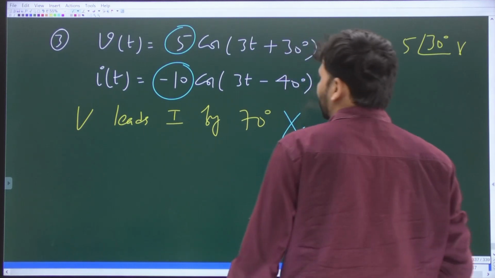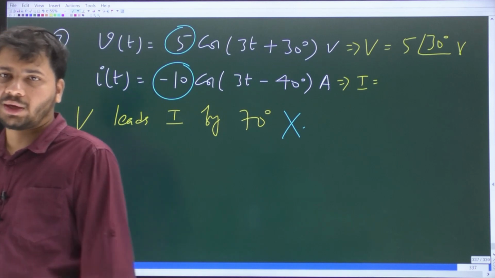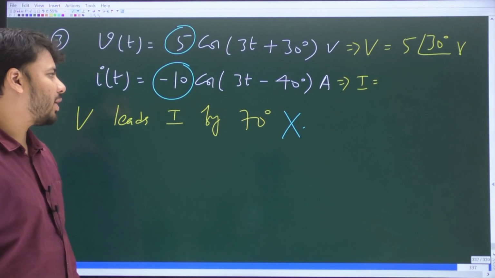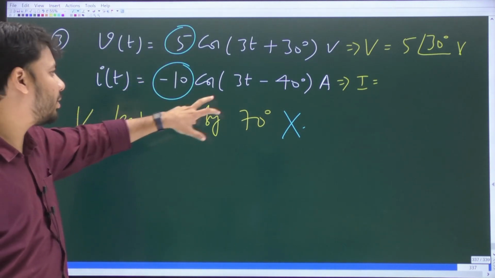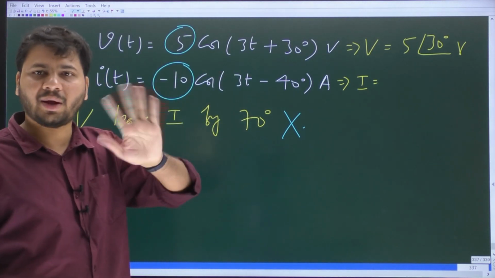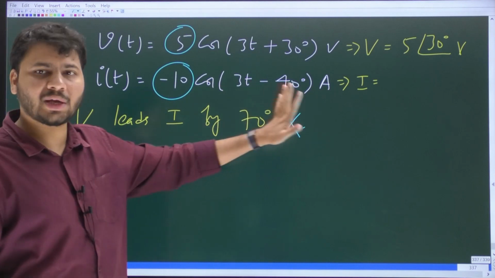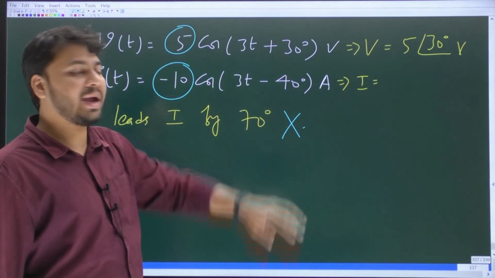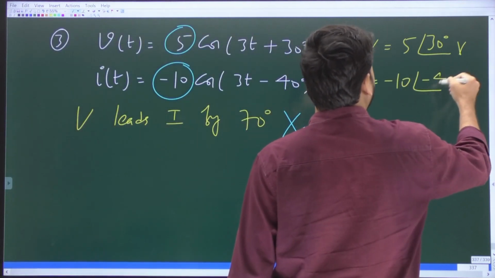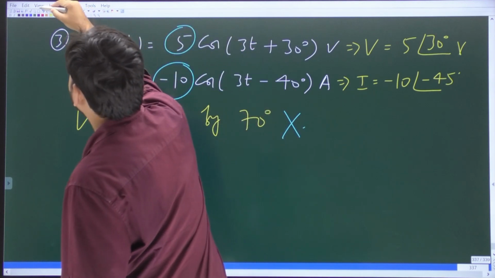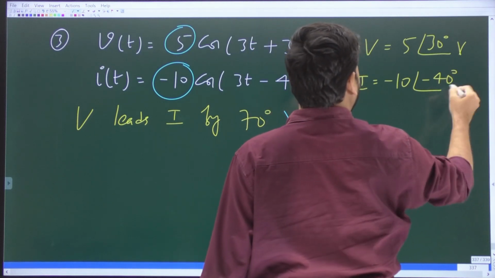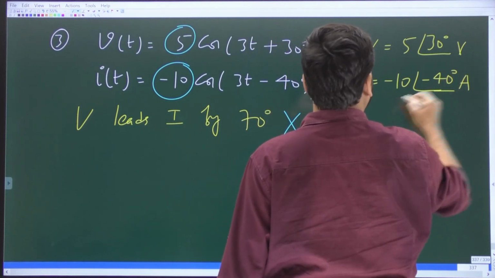In the same way, let us also convert the current into its phasor representation. Minus 10 cos(3t minus 40 degrees). Again, this minus 10 is like the amplitude, minus 40 degrees is like the phase angle. Cosine means don't add that minus j factor. You simply write the phasor current directly as minus 10 at an angle minus 40 degrees amperes.